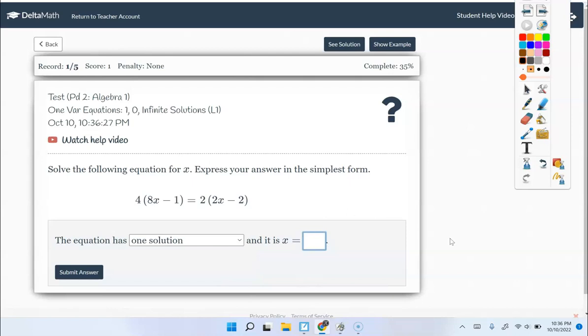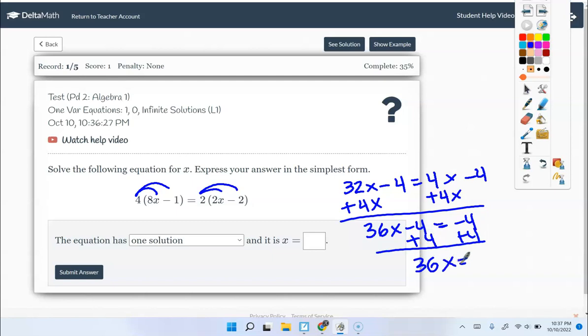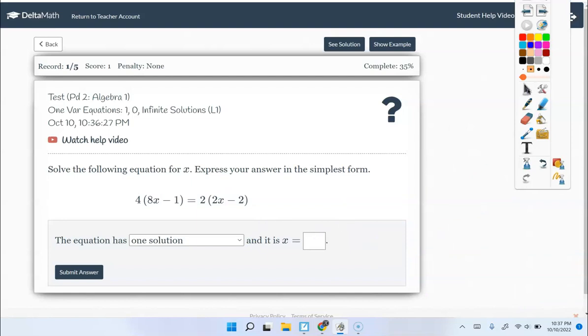And that solution will be, let's see, 32, let's do the math here. 32x minus 4 equals 4x minus 4. So I'm going to add 4x to both sides. 36x minus 4 equals minus 4, plus 4 to both sides. Oh, perfect. Less math to do. Divide by 36, and I'm going to get 0. So the only number that would work would be 0. So I'm going to type that here. And we're done.